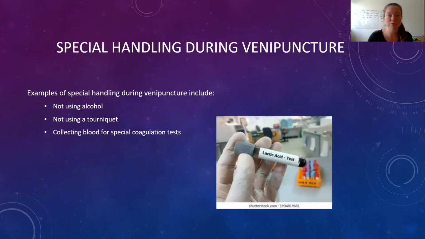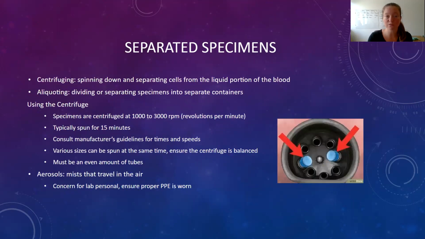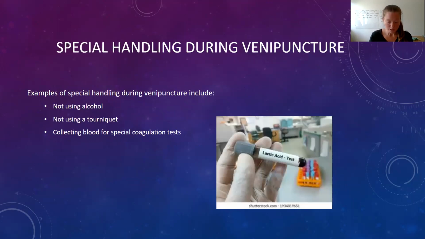So we're going to talk about some different special handling considerations during venipuncture. And a couple of examples, we're going to use lactic acid specimens and coagulation specimens. So let's talk a little bit about lactic acid blood collection, because that does require some specific handling procedures when we're doing venipuncture. Some facilities actually require that you don't even use a tourniquet at all when you're collecting lactic acid. And that's because lactic acid levels can increase for really a few different reasons.